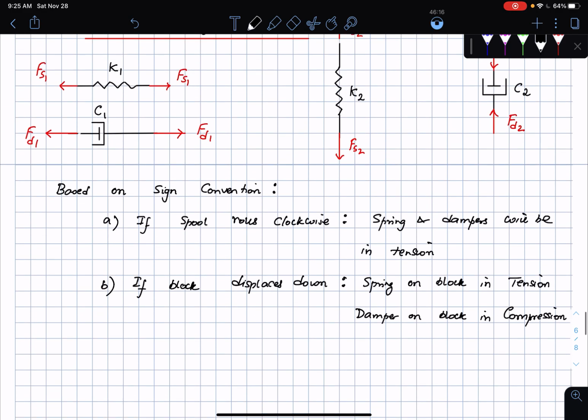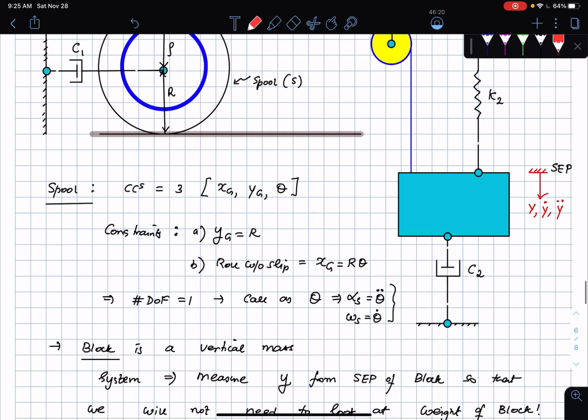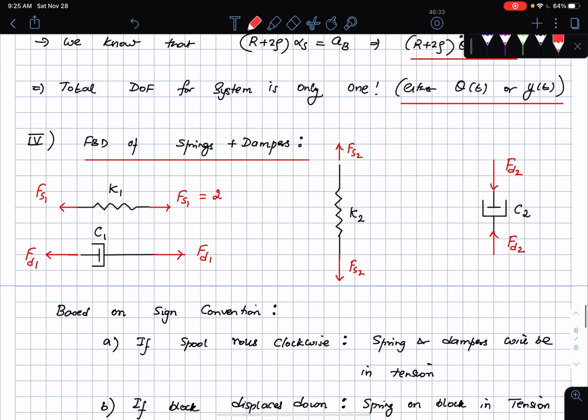Okay, and then I can write down these forces Fs1 and Fs2 likewise. Fs1, because it was attached to the topmost point, I know that the total displacement of that point, if the center of mass is displaced by r theta, is going to be 2r theta. So this is going to be 2k1 r theta. Fd1 is attached to the center of mass of the spool, so this is going to be c1 times r theta dot. Then Fs2 is attached to the block, so this is going to be k2 times y, and Fd2 is going to be c2 times y dot.